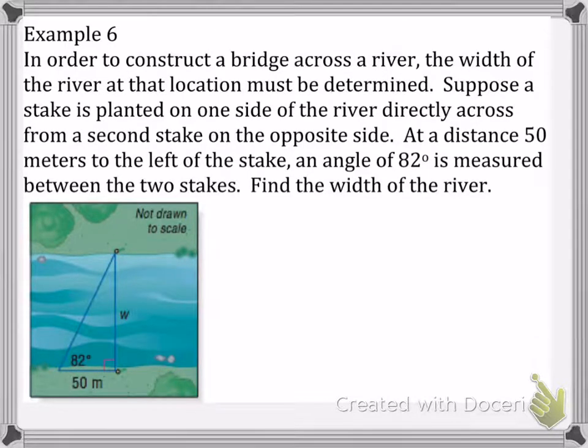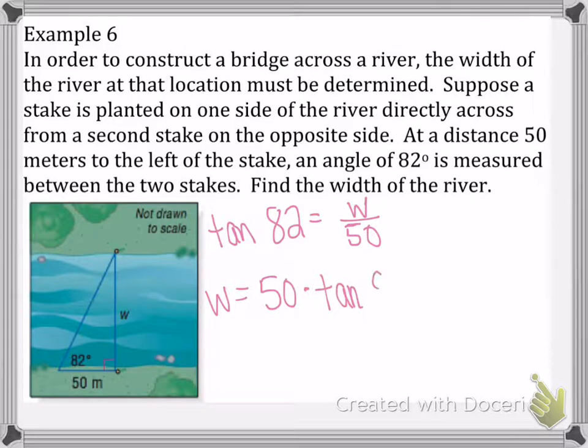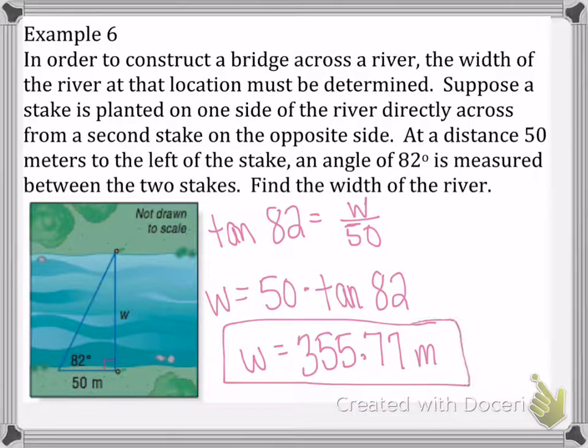So in this problem, I would use the tangent of 82 would equal W over 50. So then W would equal 50 times the tangent of 82. So that means that my width is 355.77 meters. Again, just plug this right into your calculator.